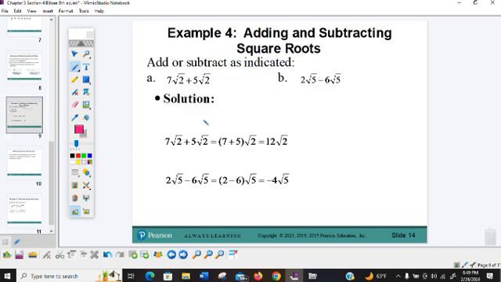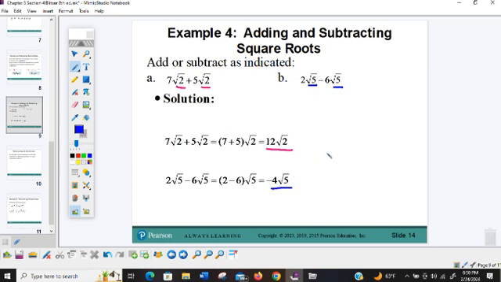So let's try some here. 7 square root of 2 plus 5 square root of 2. These are the same. Okay, so I just add my 7 plus 5, and I get 12 square root of 2. Okay, 2 square root of 5 minus 6 square root of 5. These are the same. So 2 minus 6 gives me negative 4 square root of 5.